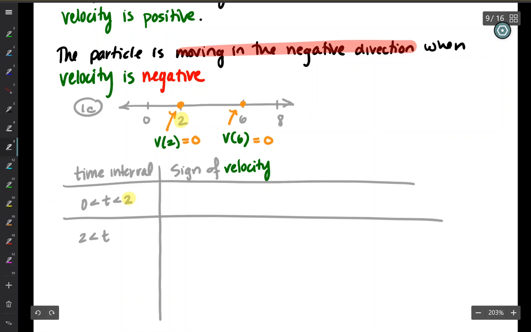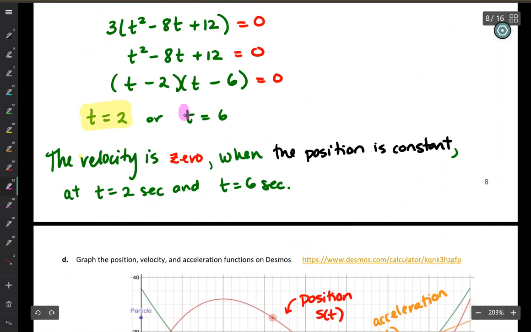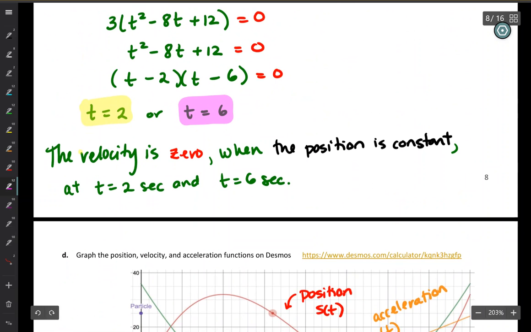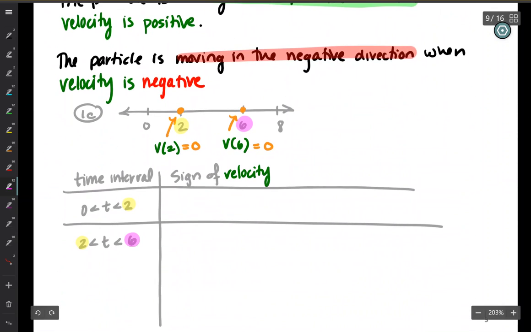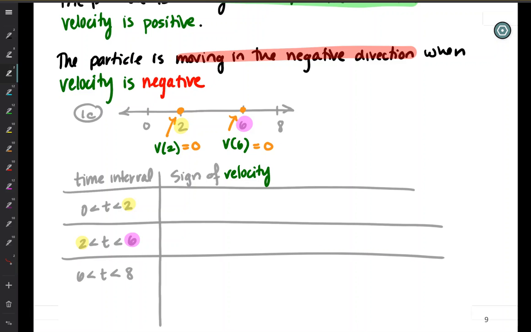Between 2 and 6 seconds, why is the 6 seconds important? Because that's another moment when velocity is 0. Right? We got that from 1C. And then lastly, we're going to go from 6 to 8. And 8 is just the end of this experiment.